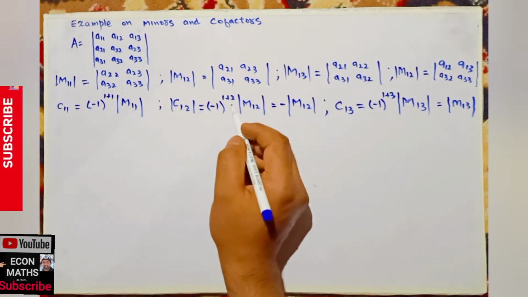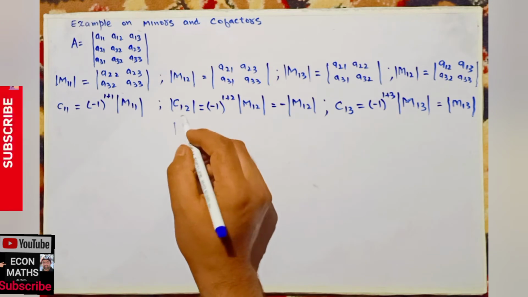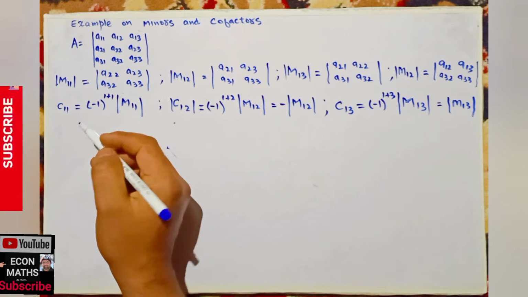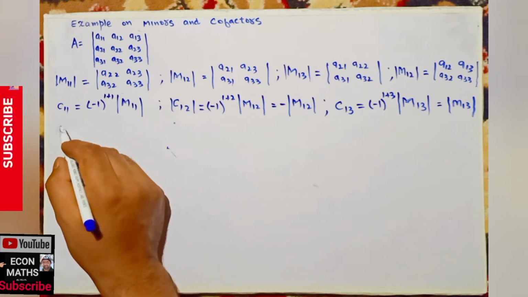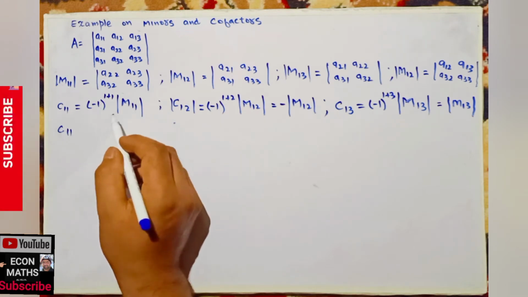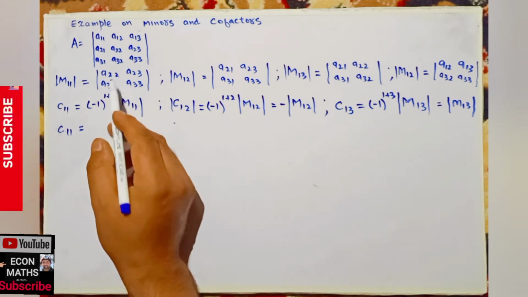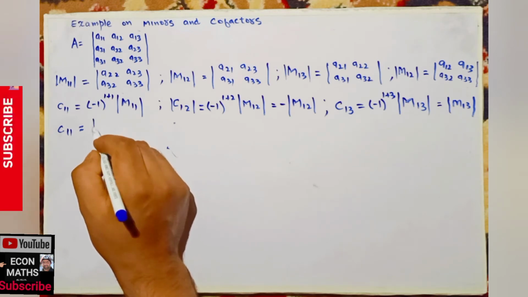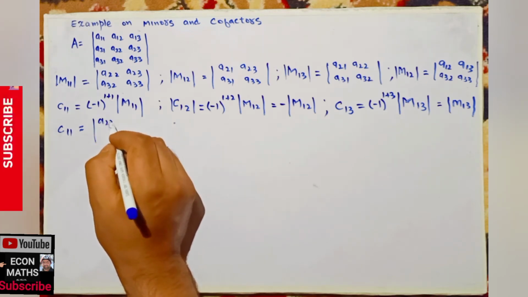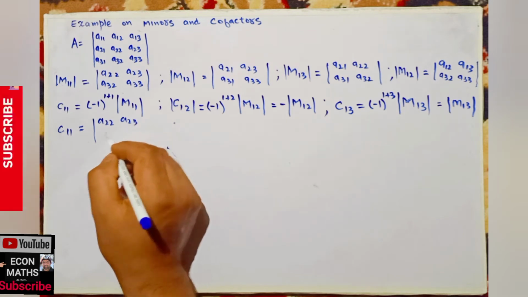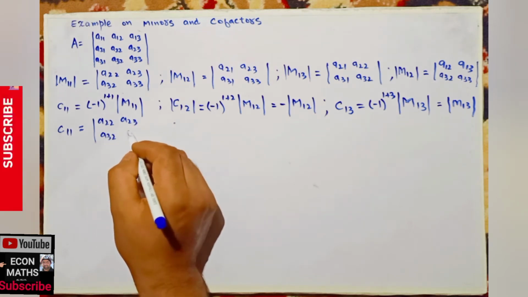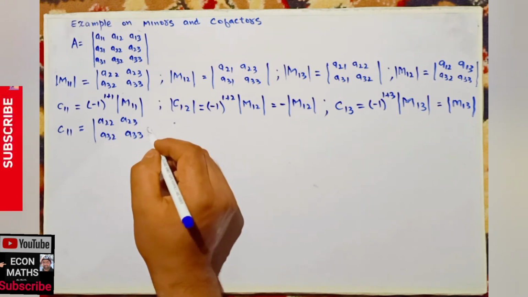So the first cofactor is c11. This will be the positive one. The first minor was our, so I will write here a22, a23, a32 and a33.